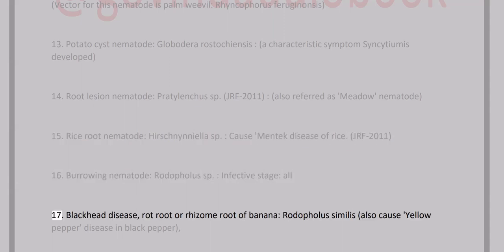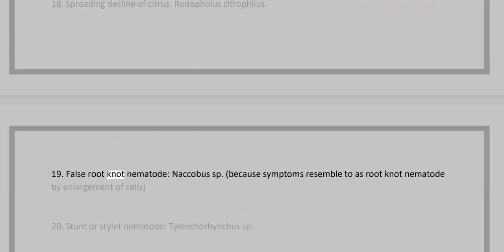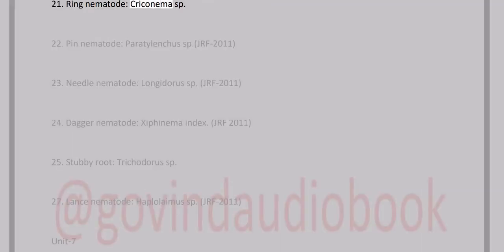Infective stage: all. 17. Blackhead disease, root rot or rhizome rot of banana, Radopholus similis, also causes yellow disease in black pepper. 18. Spreading decline of citrus, Radopholus citrophilus. 19. False root knot nematode, Nacobbus sp., because symptoms resemble root knot nematode by enlargement of cells. 20. Stunt or stylet nematode, Tylenchorhynchus sp. 21. Ring nematode, Criconema sp. 22. Pin nematode, Paratylenchus sp.